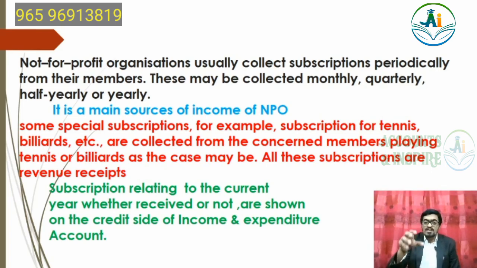Here we will record only revenue receipts, my dear. We discussed clearly what is revenue receipt and capital receipt, what is revenue expenditure and capital expenditure. Another piece of information: subscription relating to the current year, whether received or not, is shown on the credit side of the income and expenditure account. That is an important point. Because we discussed already that the income and expenditure account records only the current year information. For getting the current year surplus or deficit we are preparing it. So current year related subscription, whether received or not, is shown on the credit side of the income and expenditure account.